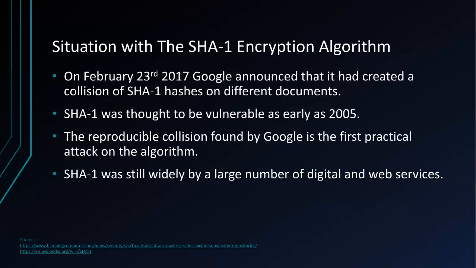So what is the situation with the SHA-1 encryption algorithm? On February 23rd, Google announced that it created a collision of SHA-1 hashes on different documents. What this means is that they took two different documents and they were able to get them to have the same SHA-1 hash so that they look the same to a computer that would be checking via SHA-1.